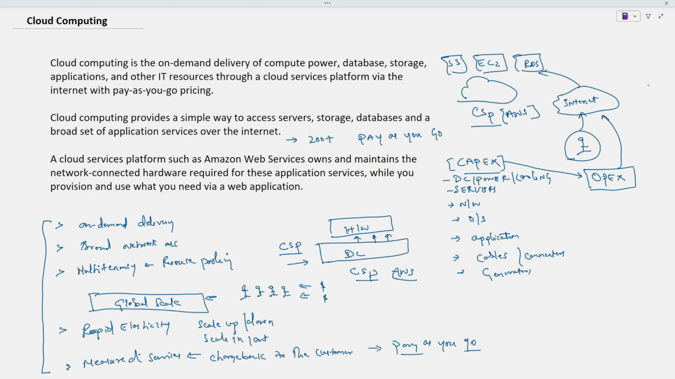In this topic, we have understood what is the cloud computing definition, what is the difference between CapEx and OpEx, and what are the characteristics of cloud computing.